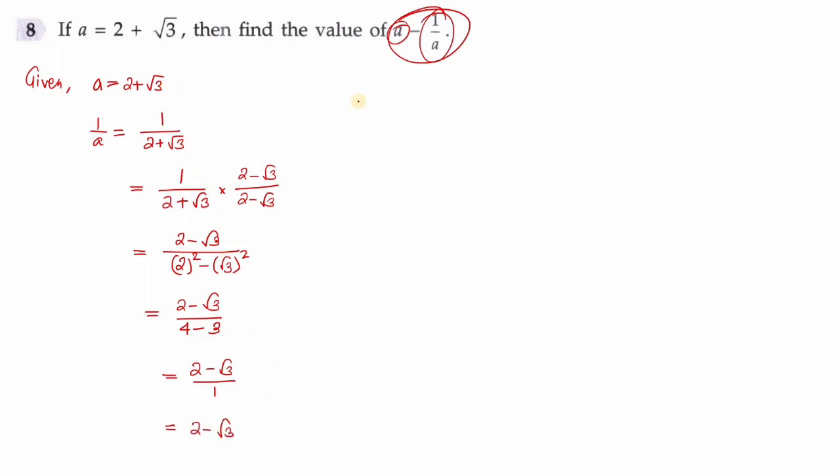So we got the value of a, and we got the value of 1 by a. Therefore the value of a minus 1 by a will be equal to a, which is 2 plus root 3, minus 1 by a, which is 2 minus root 3. Let's open up the bracket. We have 2 plus root 3 minus 2 plus root 3. These two get cancelled. Root 3 plus root 3 is 2 root 3. So this will be your answer. Pause the video and note down the solution.